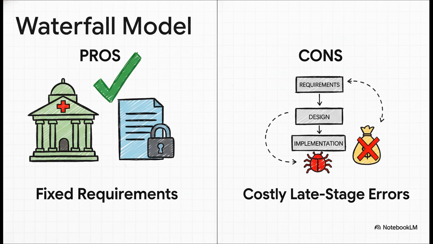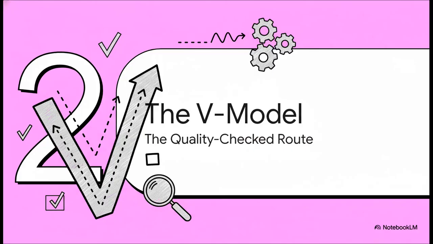Now, it's great for projects where you know things aren't going to change, like that hospital system that has to follow a bunch of fixed government rules. But the huge downside: all the testing happens at the very, very end. And if you find a major flaw then, oh boy, it's going to be incredibly expensive and painful to fix. You know that big risk of finding errors super late in the game? Well, that led to an evolution of the process.